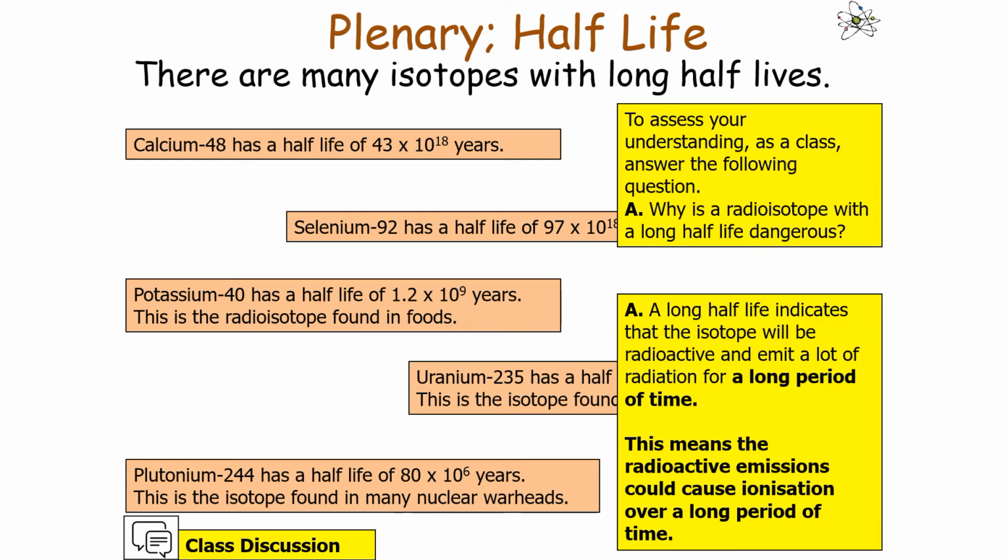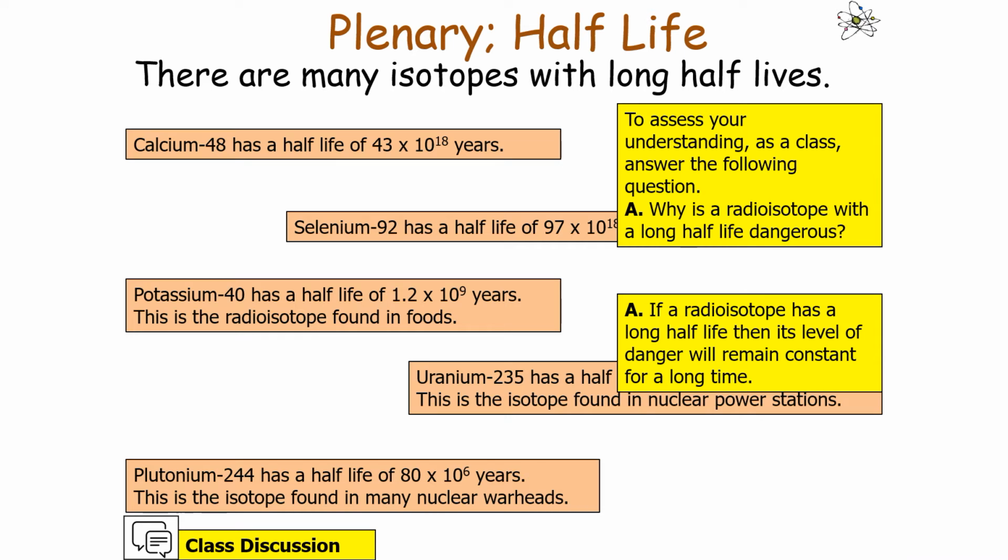Importantly, we've got to think of the following question. Why is a radioisotope with a long half-life dangerous? Well, a long half-life indicates that the isotope will be radioactive and emit a lot of radiation for a long period of time. So this means the radioactive isotopes could cause ionization over a long period of time.